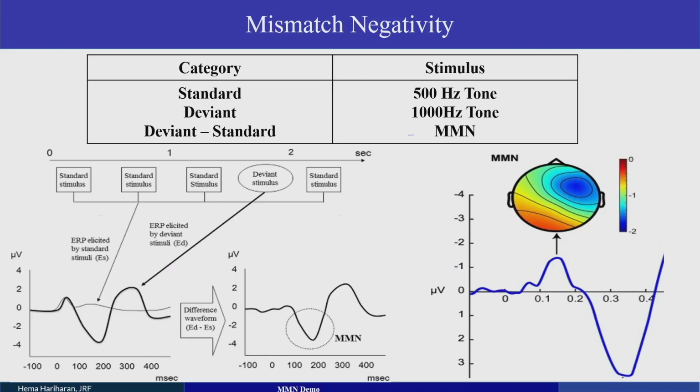pictures I have taken just to show which part of the brain has been activated in this case, and what the different stimuli are, how the stimuli look for that part. We are using this. So always the standard will be a 500 hertz tone and the deviant a 5000 hertz tone.